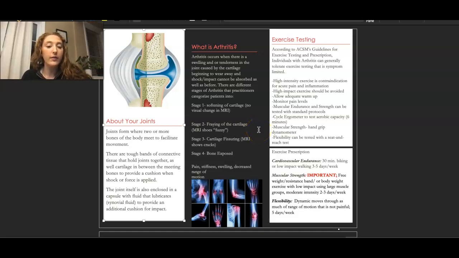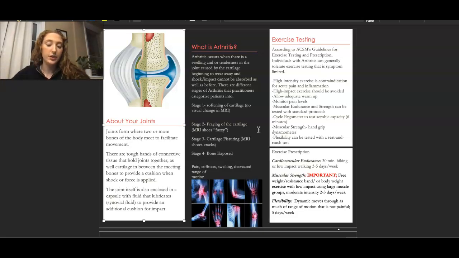Stage 2 is a fraying of the cartilage, which the MRI shows as a little bit of fuzziness in the cartilage. Moving into stage 3, there's a fissuring of the cartilage, which the MRI shows as little tiny cracks resulting from the pressure between both bones. And then stage 4 is when there's exposed bone. That's where the cartilage in between those two bones is totally gone, and you have that bone-on-bone feeling, whether it's your knees, your hips, or your shoulders, but the range of motion is severely decreased and you have a lot of symptoms too.